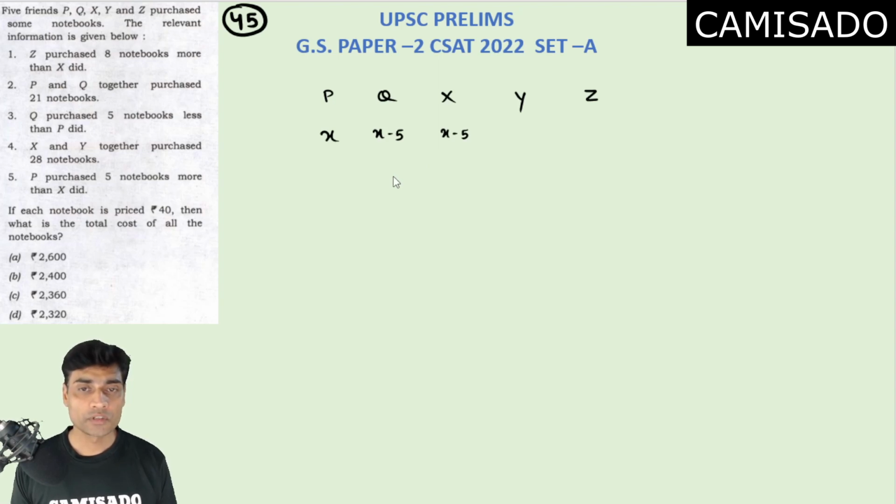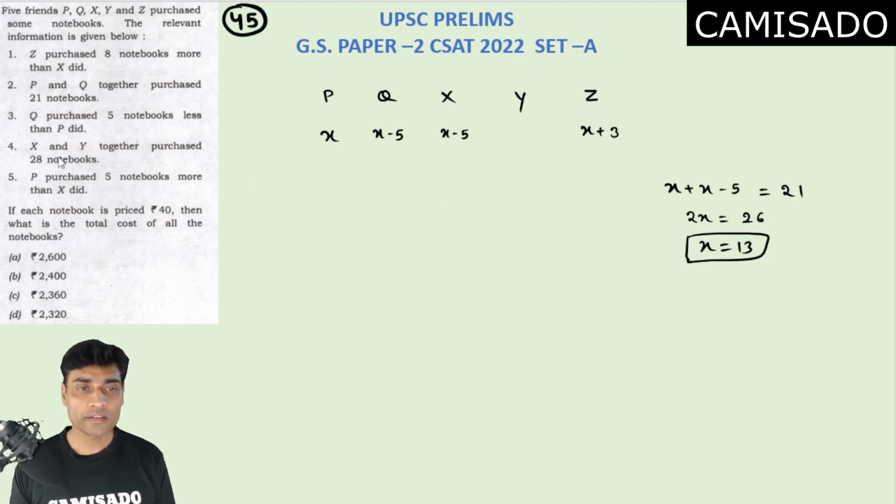Now see here, Z purchased 8 notebooks more than X. So it will be X minus 5 plus 8. It will be X plus 3. P and Q together purchased 21 notebooks. It means X plus X minus 5 equals 21. So 2x equals 26, x equals 13.